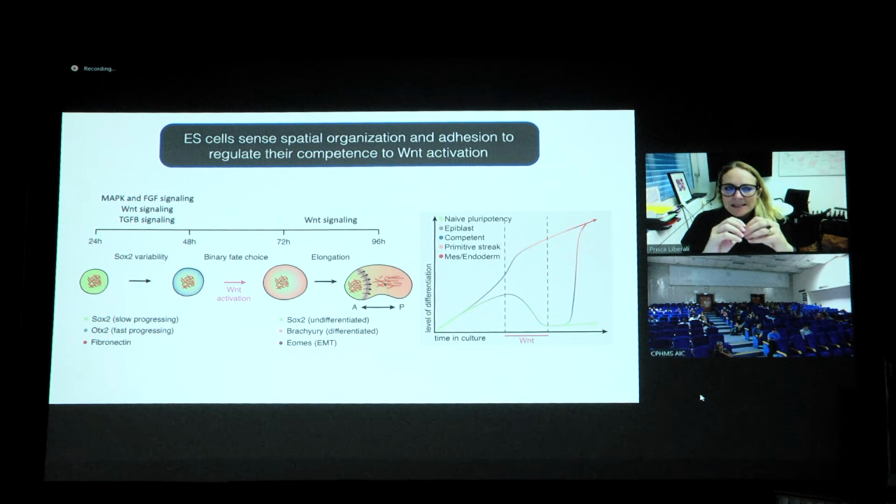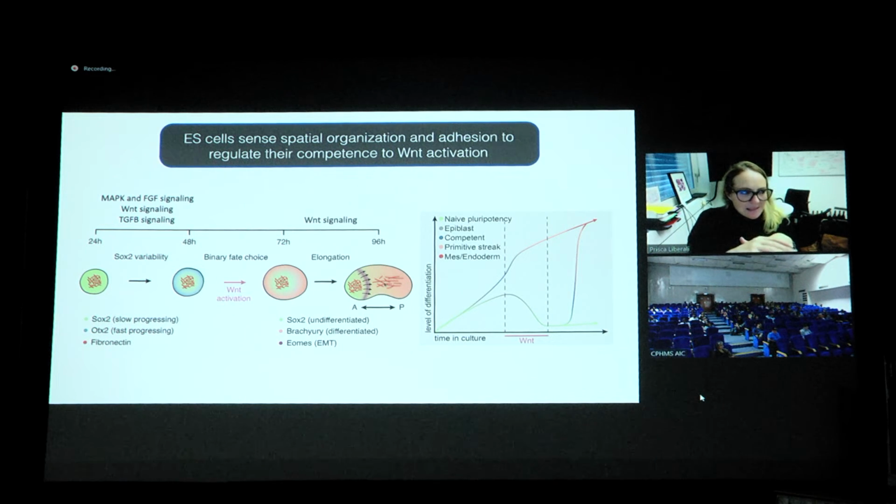And what we believe is that these ES cells sense their spatial organization, sense very well where they are, and an adhesion code probably regulates their competence for Wnt activation. So that would mean that also in vivo, when you have these different cells, clearly there are gradients, the signaling organizer, and the extra-embryonic tissue that differentially expresses different patterns. But there's also some intrinsic measurement of the organization and adhesion state to then react differently to the Wnt.